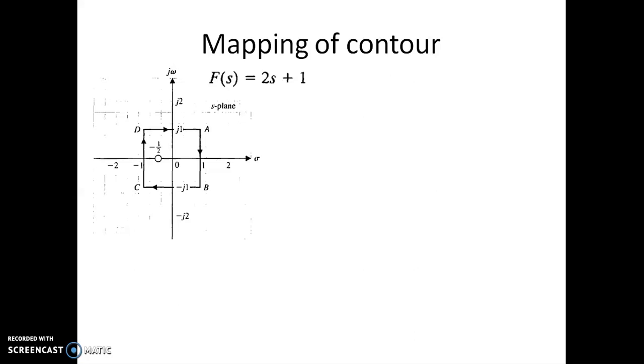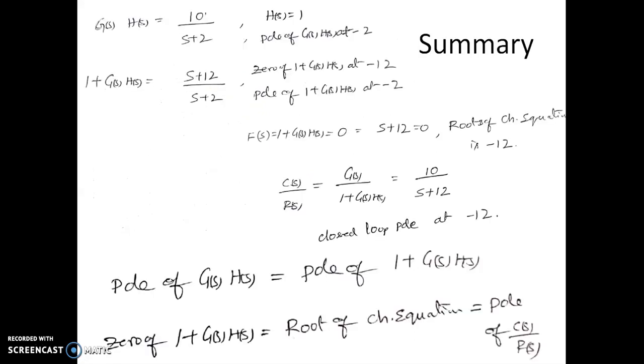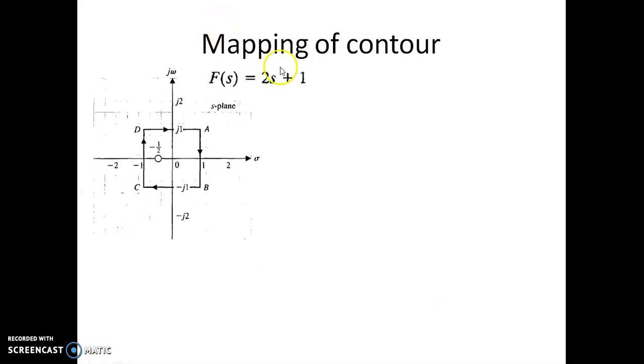So let us assume that you have, sorry, it's not a characteristic equation, it is 1 plus G(s)H(s). This is not equated to 0. Say F(s) is 2s plus 1. This will actually have a zero because you don't have anything in the denominator. It actually has a zero at minus half. You can see there is a zero at minus half.